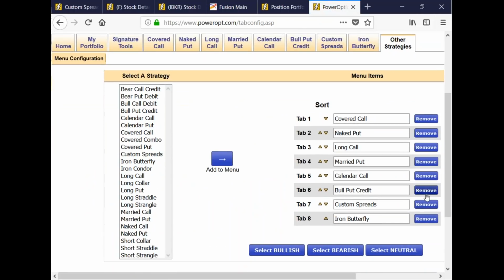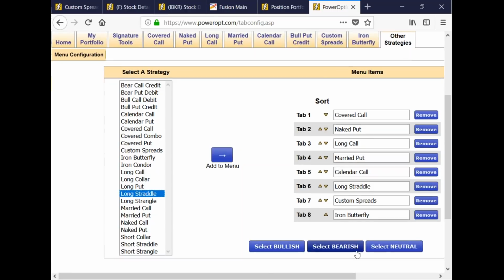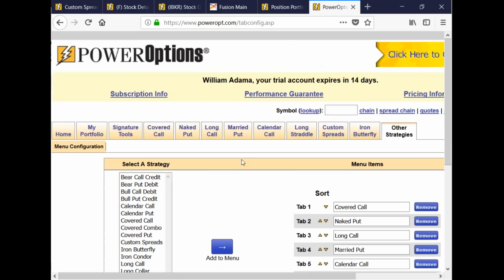I'm going to just discuss this here briefly. So I'm going to go to long straddle. Okay, and there we go. Save configuration. My apologies. Let's just go to a search.